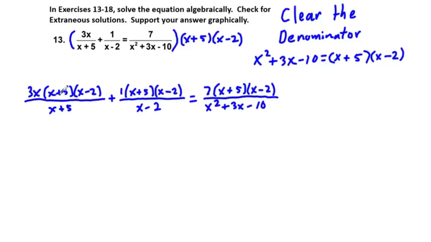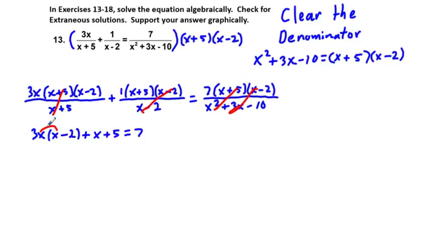Now, on the left side, we have x plus 5 over x plus 5 cancel. We have x minus 2 over x minus 2 cancel. And this factor form, quantity x plus 5 times quantity x minus 2, is the same as this in the denominator, x squared plus 3x minus 10. So we're going to cancel all this here. And so what we have left is 3x times quantity x minus 2, plus x plus 5, and we have that equal to, on the right side, 7. So we've considerably simplified.